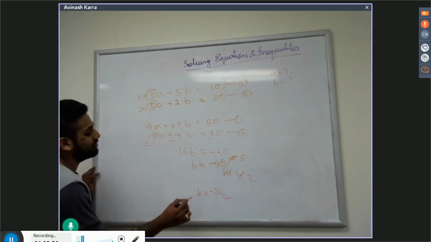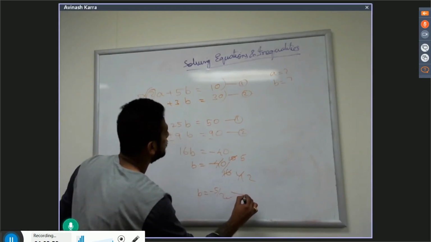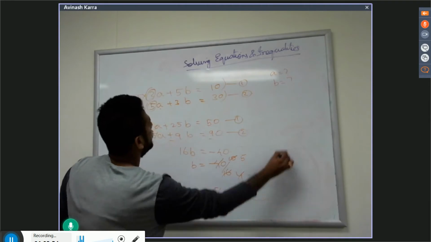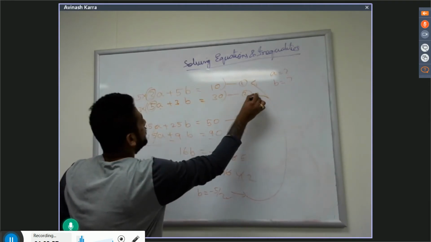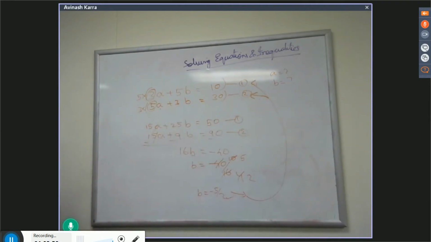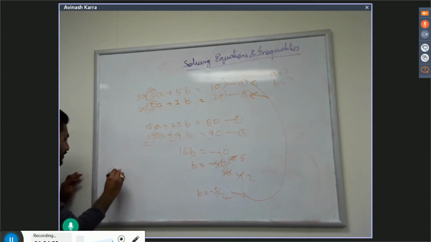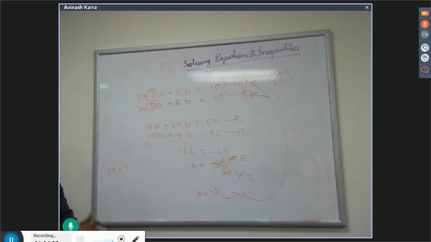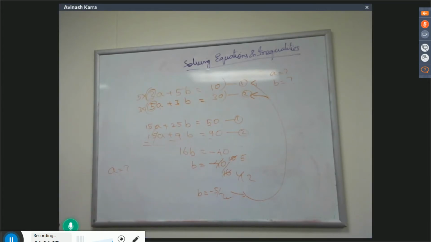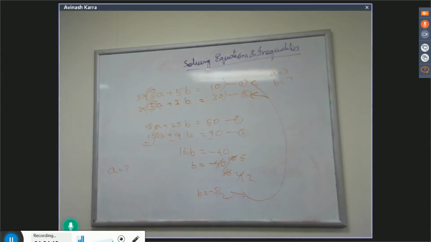Okay. Now substitute this b is equal to negative 5 by 2 in any of the equations so that you will get the value of a. Can you find the value of a for me, please?